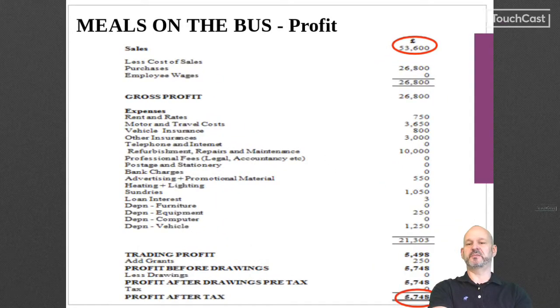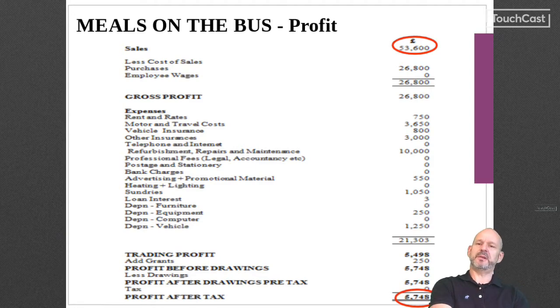So at this point, it might be useful to take a quick look at the projected financial position of the meals on the bus case after its first year of trading, and here we can see the projected profit and loss for year one. Now, if these figures were proven to be true in time, then the business would make just under £55,000 in sales and generate a profit of just under £6,000 in the first year. So the question here is, is this okay?